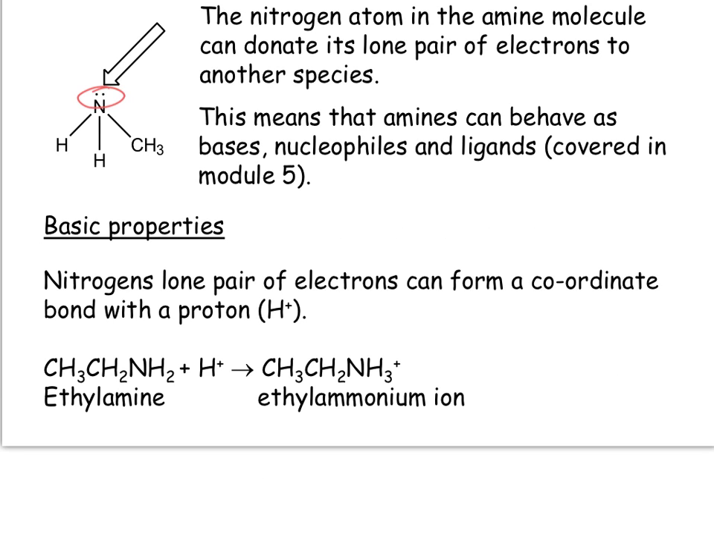So if we have a look at the basic properties first, nitrogen with a lone pair of electrons can form a coordinate bond with a H+ ion. So if it can mop up H+ ions, then it's neutralising them, so it's behaving as a base. And here we've got an example of ethylamine reacting with an H+ ion to form the ethylammonium ion. There'll normally be a negative ion associated with the acid, and that can very often join on to make a salt.